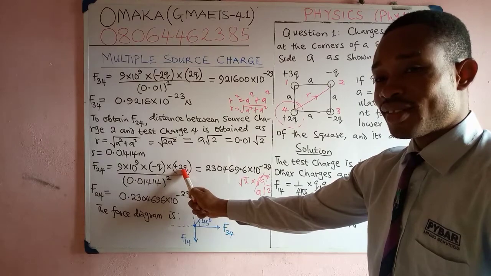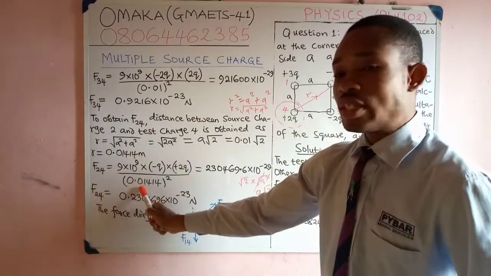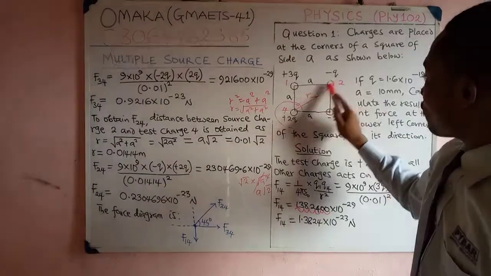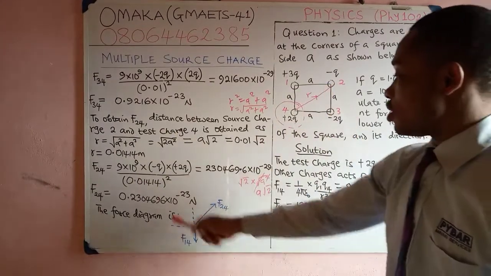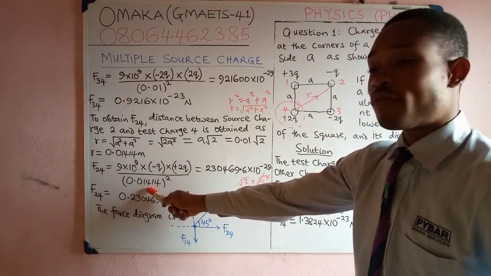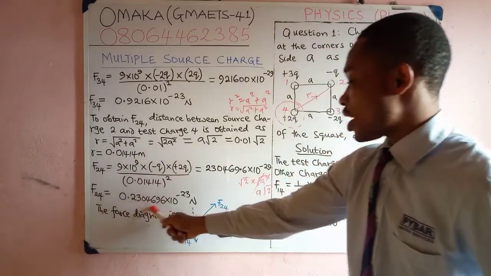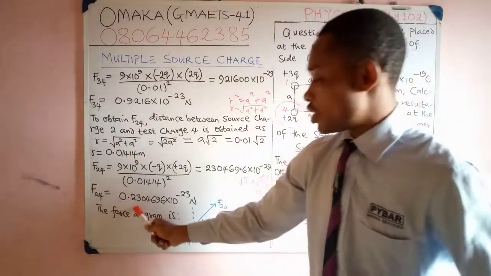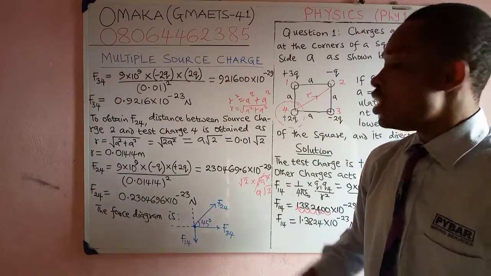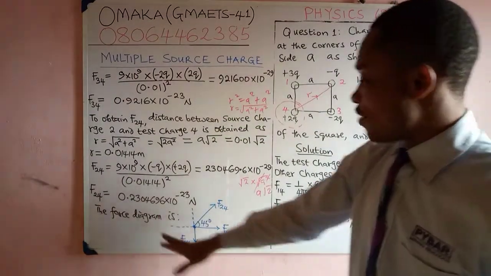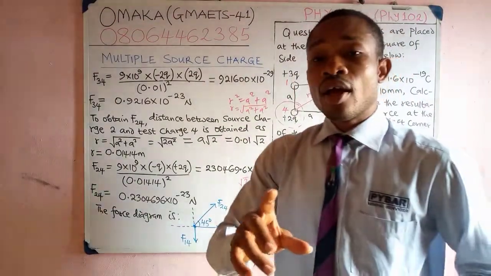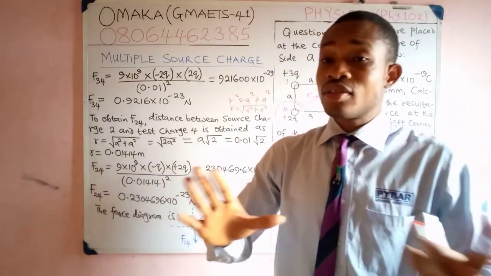You see that? Divided by square of the distance. The distance apart has been calculated to be R, which is 0.01414. You see that? Square it and simplify. You will get this at the end of putting it in standard form. So we are done with this. I have this first diagram. We're just done with solving this. We've not gotten the resultant force.